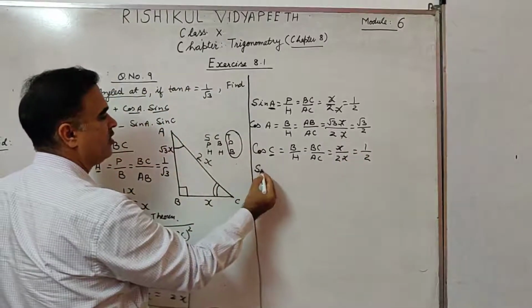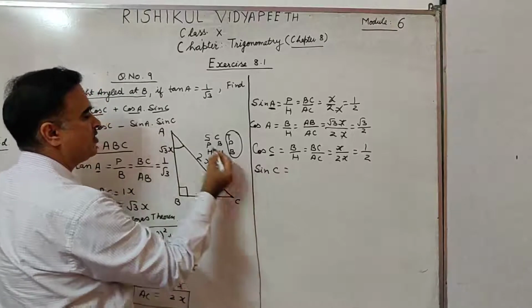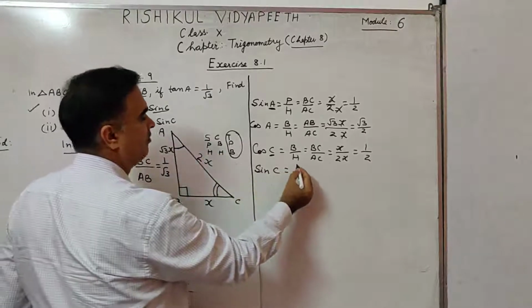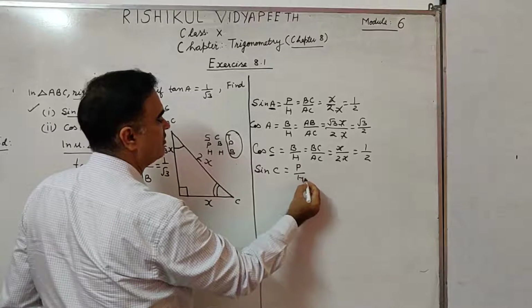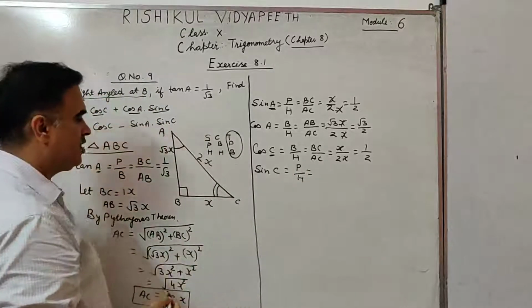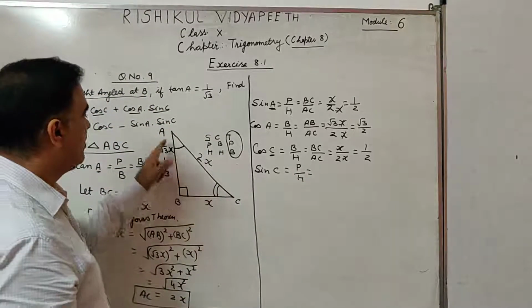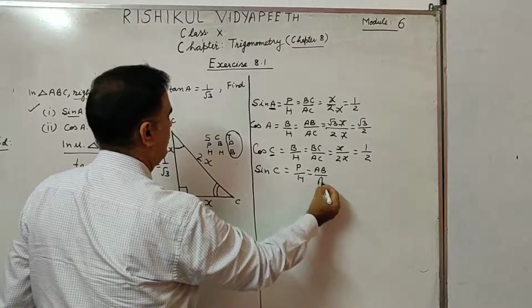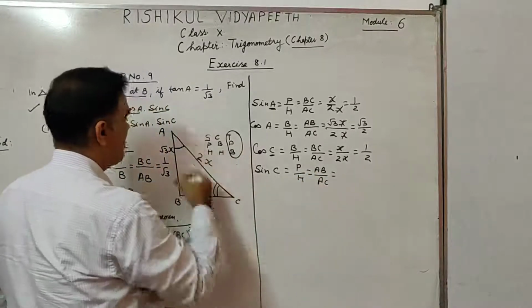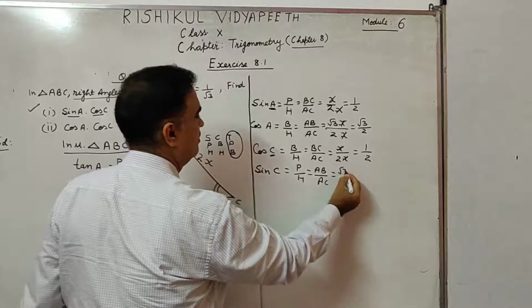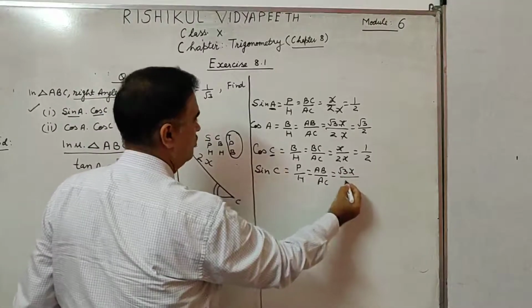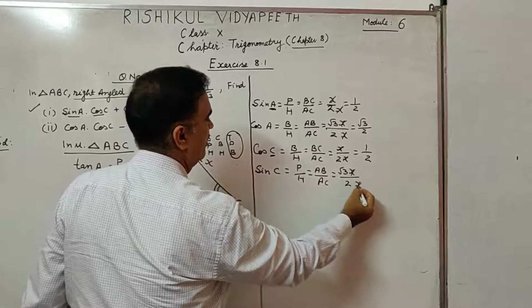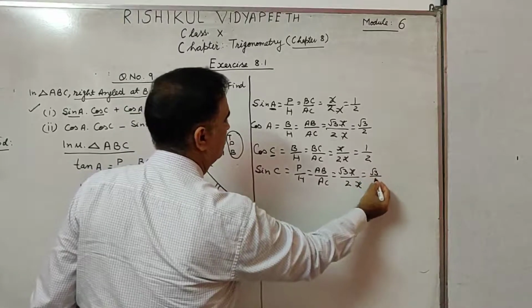Now sin C we require. Sin is P by H. C is this acute angle. This perpendicular is AB upon AC. AB is root 3 x upon 2x. Cancel out, it is root 3 by 2.